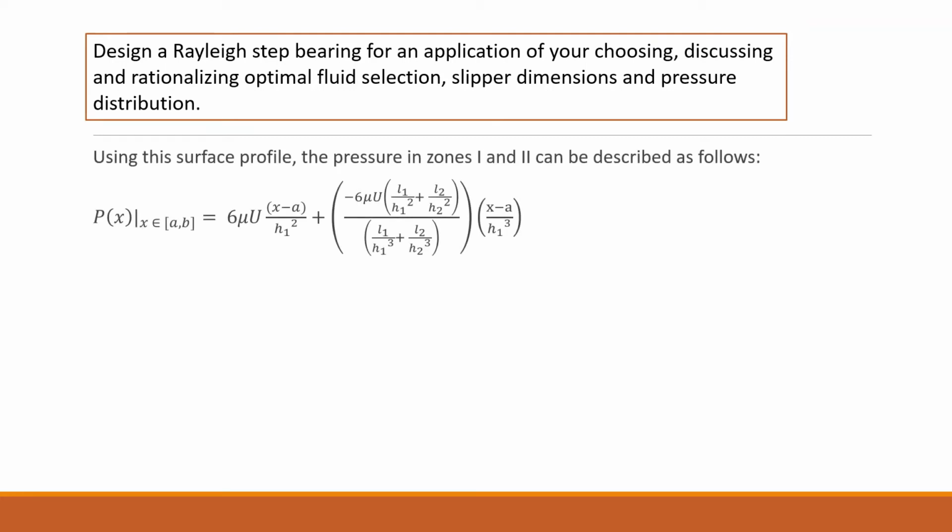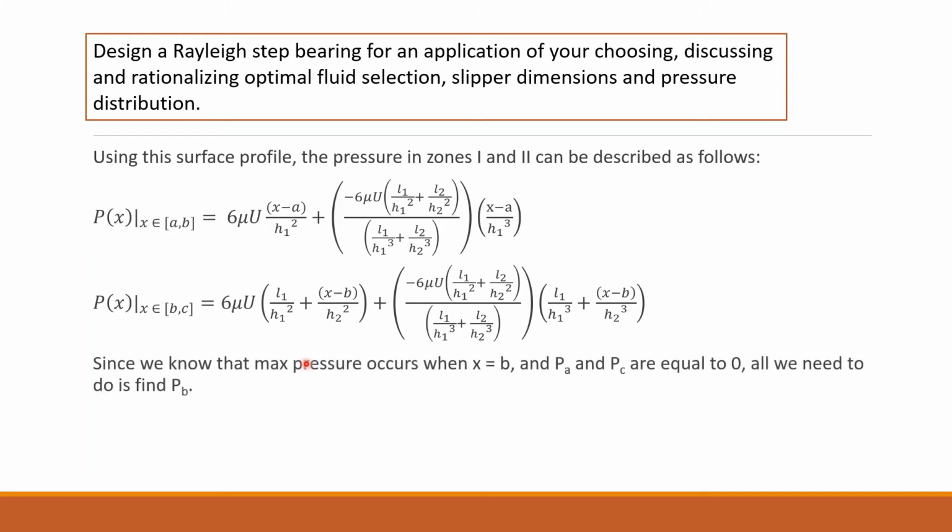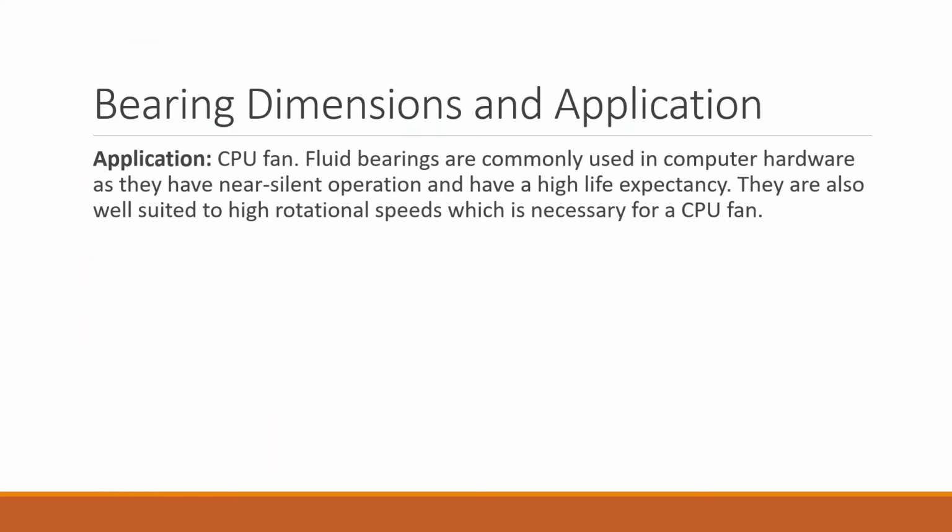Using this surface profile, the pressure in the zones 1 and 2 can be described as follows. When x is between A and B, the pressure will be equal to this formula here, and when it's between B and C, it's going to be equal to this formula here. Since we know that max pressure occurs when x is equal to B, and PA and PC are equal to 0, all we need to do is find PB, and then we can create the pressure distribution curve of the bearing.